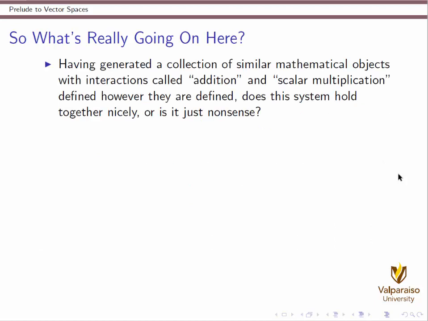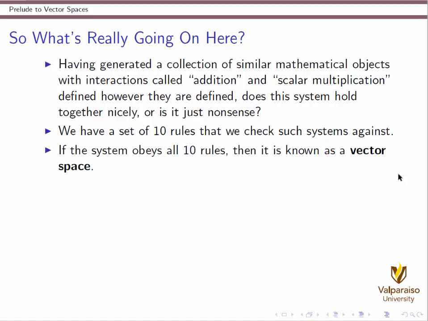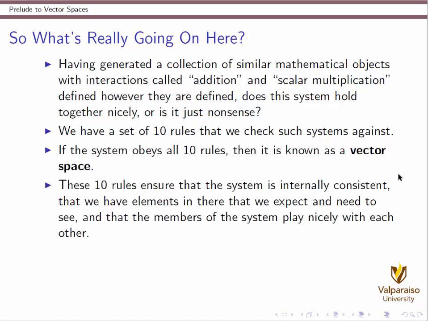So the open question all along is, yes, we can make all these systems that are different than we're used to, but we are in charge. We're allowed to do that. Have we made something that holds together, that's internally consistent, or did we just make nonsense? So what's going to happen is there's going to be 10 rules we have to check our new systems against. Do the elements in the system together with the new addition and scalar multiplication hold up against these 10 rules? If so, we have made a vector space. And if not, we just made something silly.